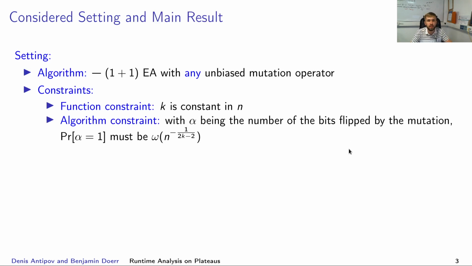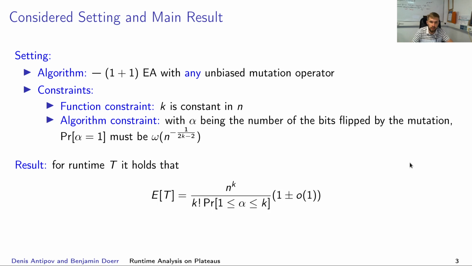We consider how a simple evolutionary algorithm, the (1+1) EA, optimizes this function, but we allow this algorithm to use any unbiased mutation operator. The only constraints we have are that we consider only plateaus of constant radius, and we also say that the used mutation operator must flip exactly one bit with at least some sub-constant probability, which is quite a natural assumption.